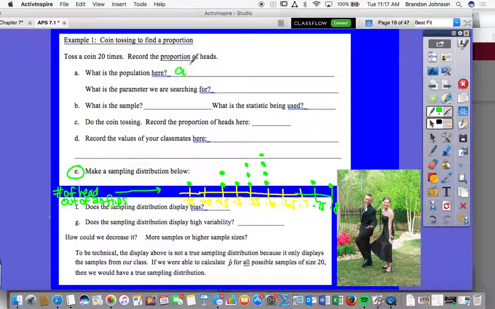I want you to put that down. All coin tosses in the history of mankind that get heads. Mankind is person kind.